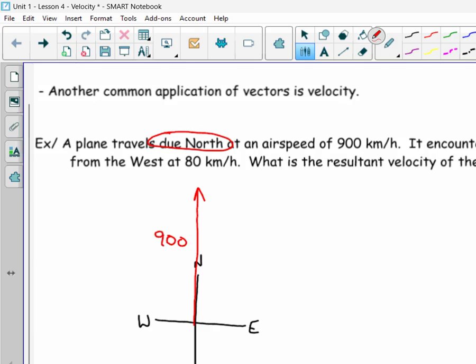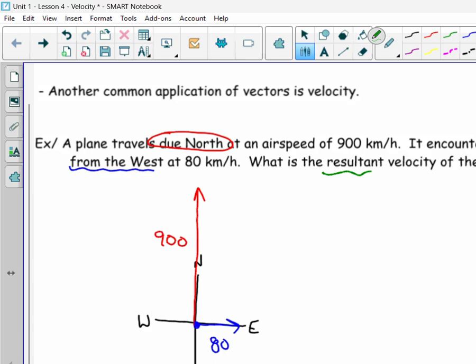It encounters a wind blowing from the west. Okay, so when you see the words from the west, that means it's going towards the east. So I'm going to put it on my compass also, and make it a little bit shorter because it's less. It's only 80 kilometers an hour. Try and draw this a little bit to scale. And I want to know the resultant velocity of the plane.